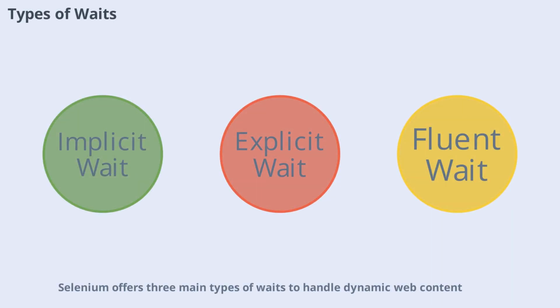Selenium offers three main types of waits to handle dynamic web content: Implicit Wait, Explicit Wait, and Fluent Wait. Implicit Wait sets a default wait time for all elements. Explicit Wait waits for a specific condition, like an element becoming clickable. Fluent Wait extends Explicit Wait by allowing you to define polling intervals and ignore specific exceptions. Using waits appropriately makes your tests more stable and less prone to timing issues.